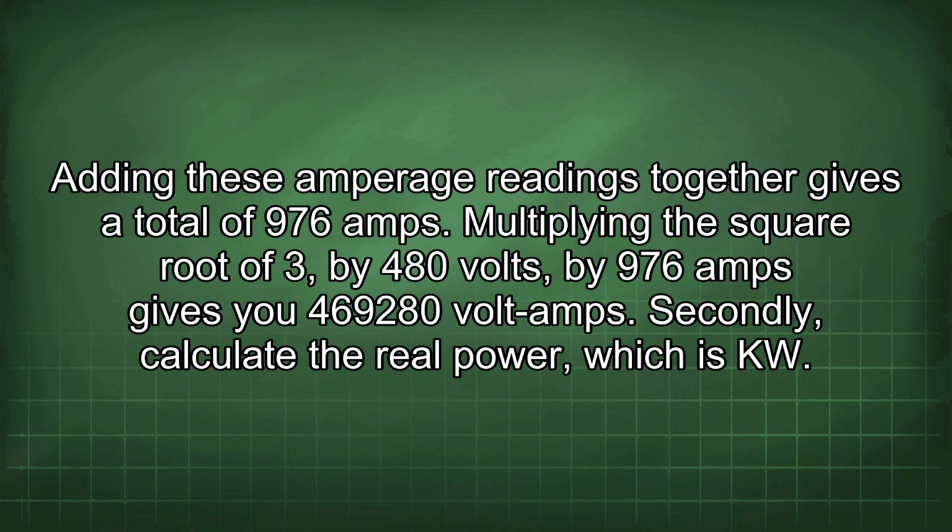Multiplying the square root of 3 by 480 volts by 976 amps gives you 469,280 volt amps. Secondly, calculate the real power, which is KW.